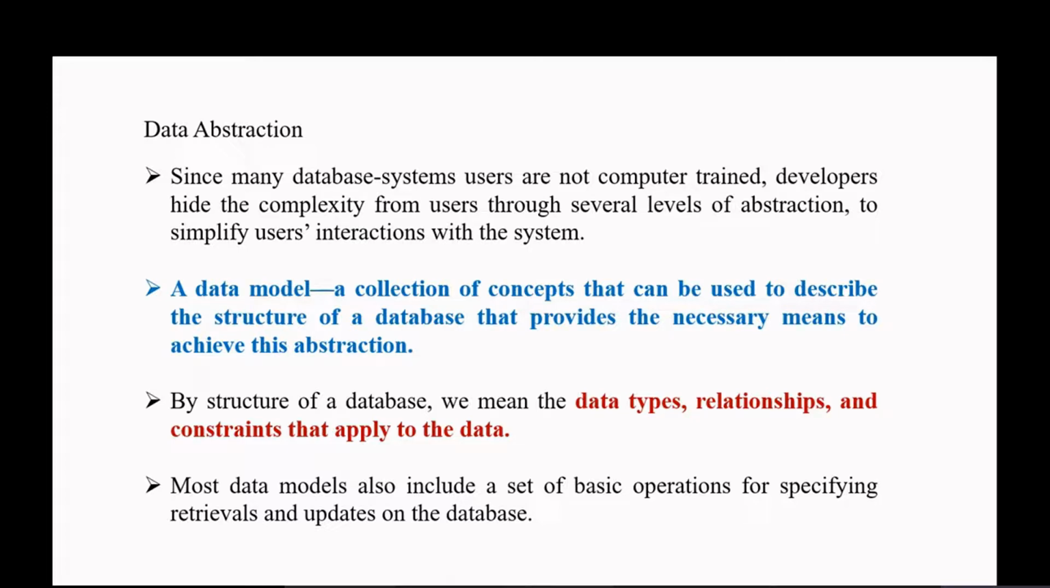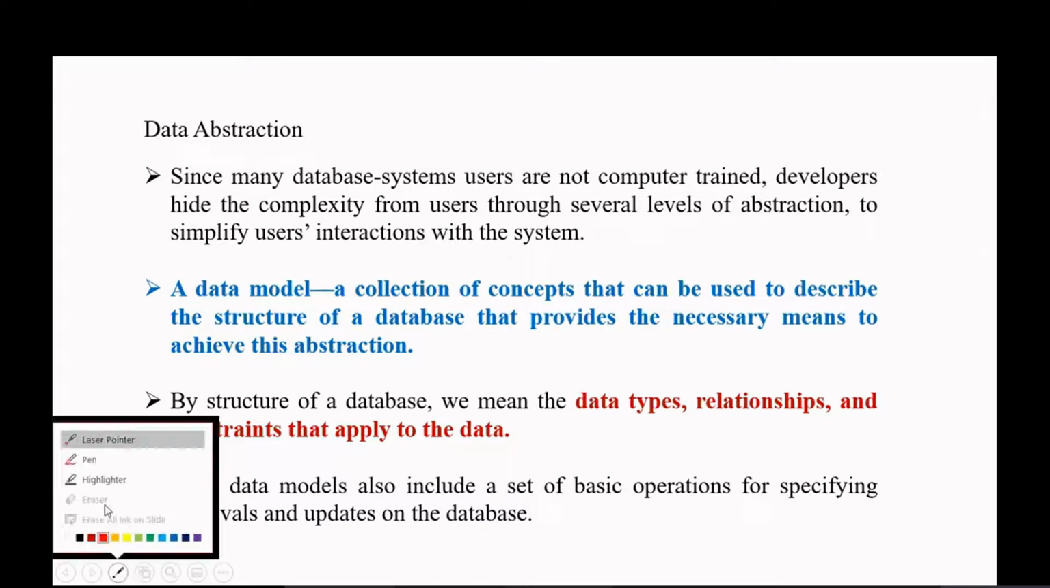Now a term comes into the scenario, that is the data model. When we are talking about data abstraction, how will we achieve this abstraction? To achieve this abstraction, there is a way, that is a data model. A data model is basically a collection of concepts that can be used to describe the structure of the database.